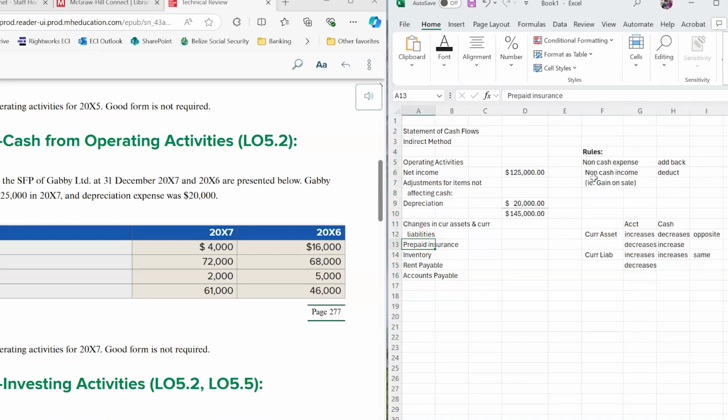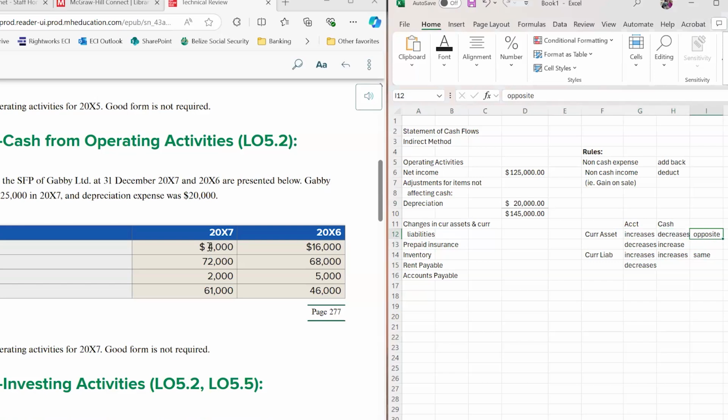So we already covered the non-cash. We added back depreciation expense. If we had a gain, we would have deducted it here. But for the other pieces here, it's easy enough to do. So for prepaid insurance, that is an asset account. And we said, well, if the asset went down, we would increase cash, right? So it's basically the opposite direction.